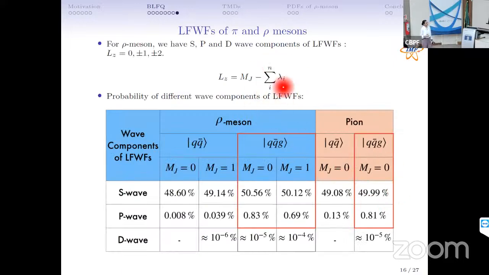The contributions of different wave components of the light front wave functions in the pi and rho mesons are like this. We found that the S wave dominates over the other waves for both the pi and the rho meson. For the pi, we have two spin projections, 0 and ±1, and we always found that the higher Fock sector dominates, but the P wave is very weak and the D wave is extremely weak.